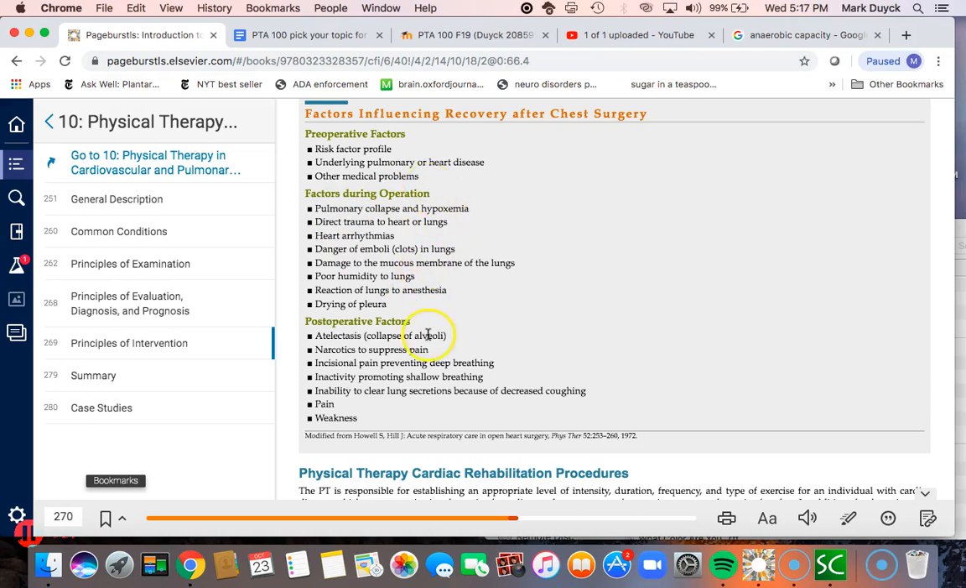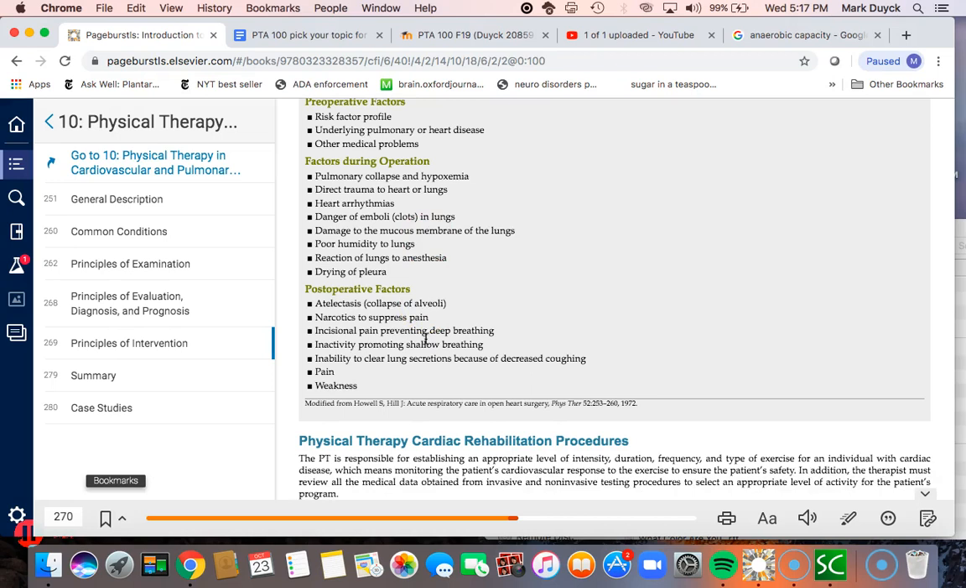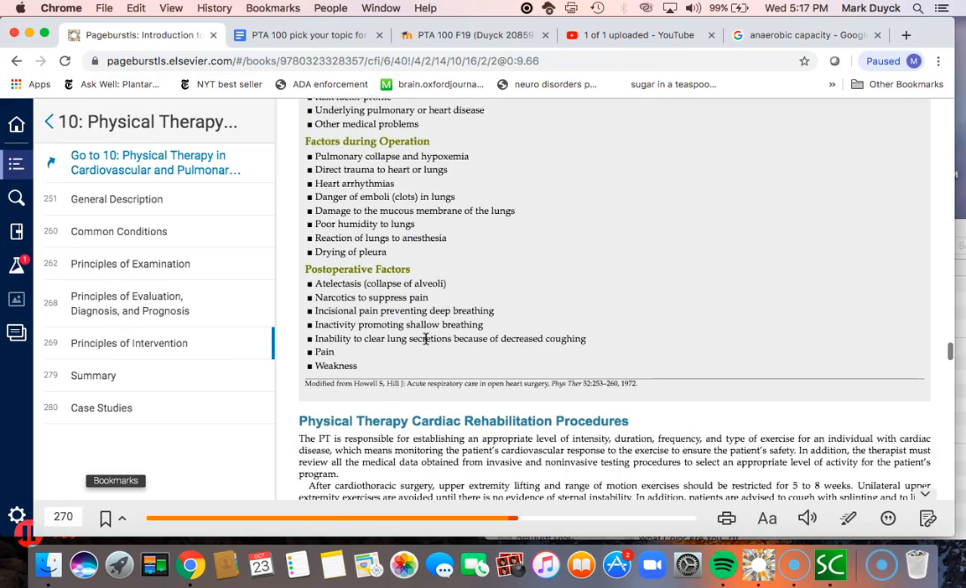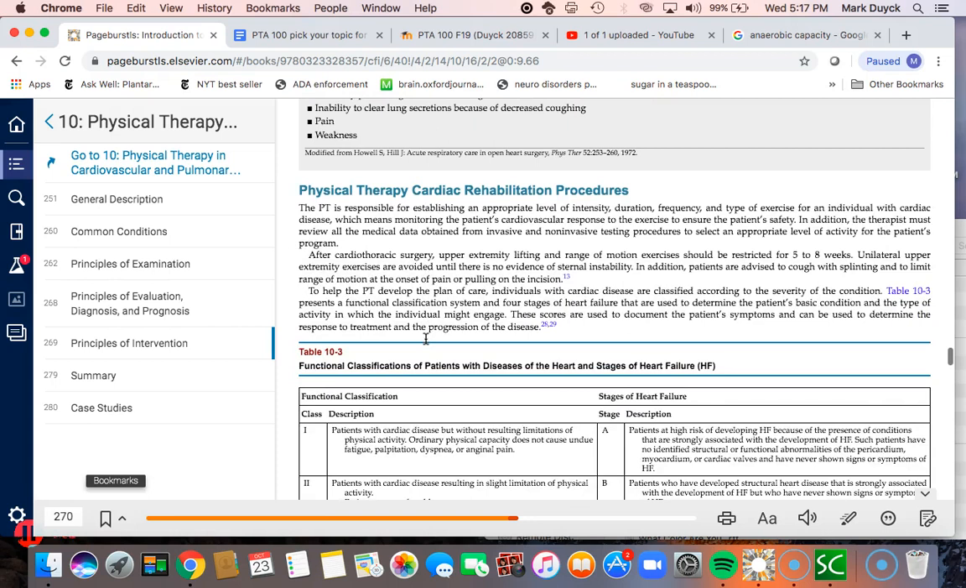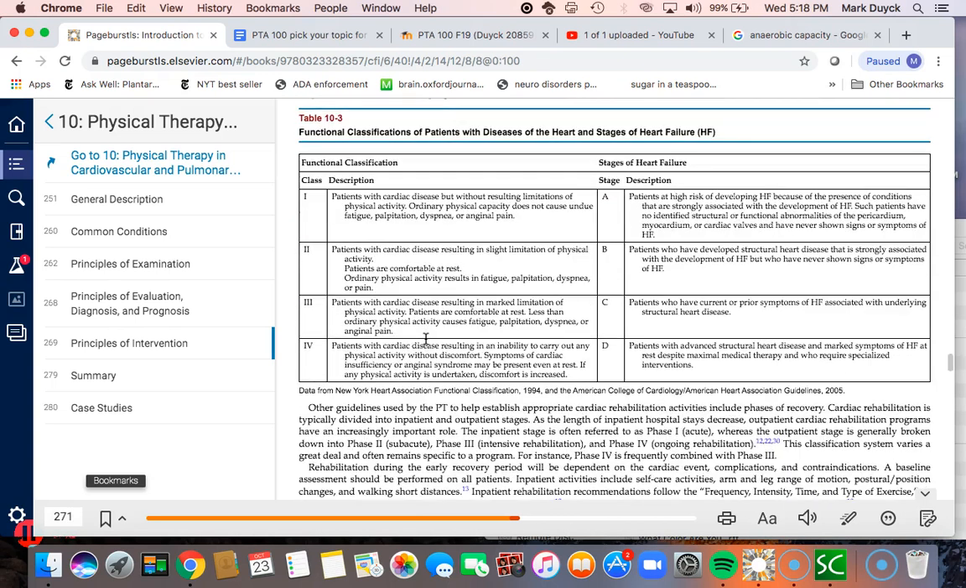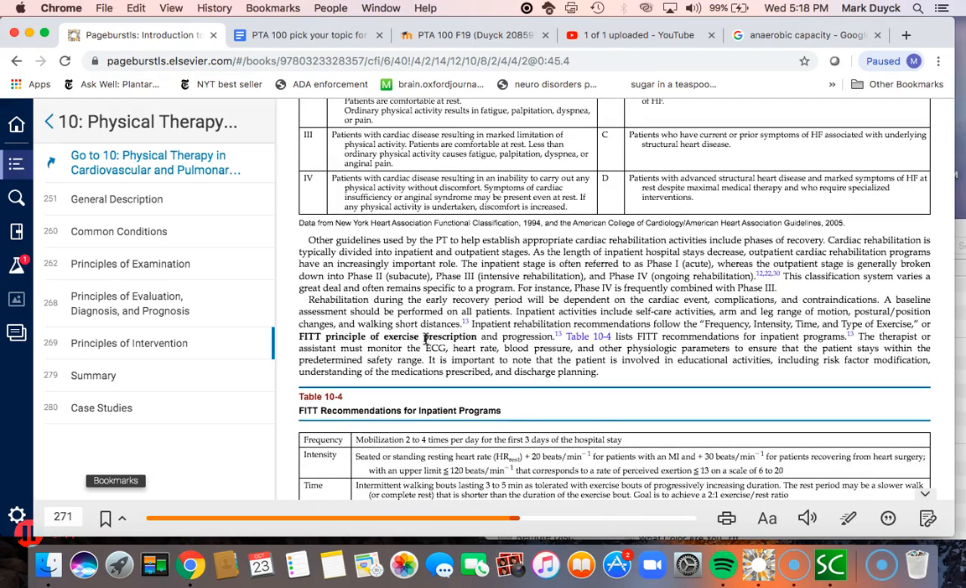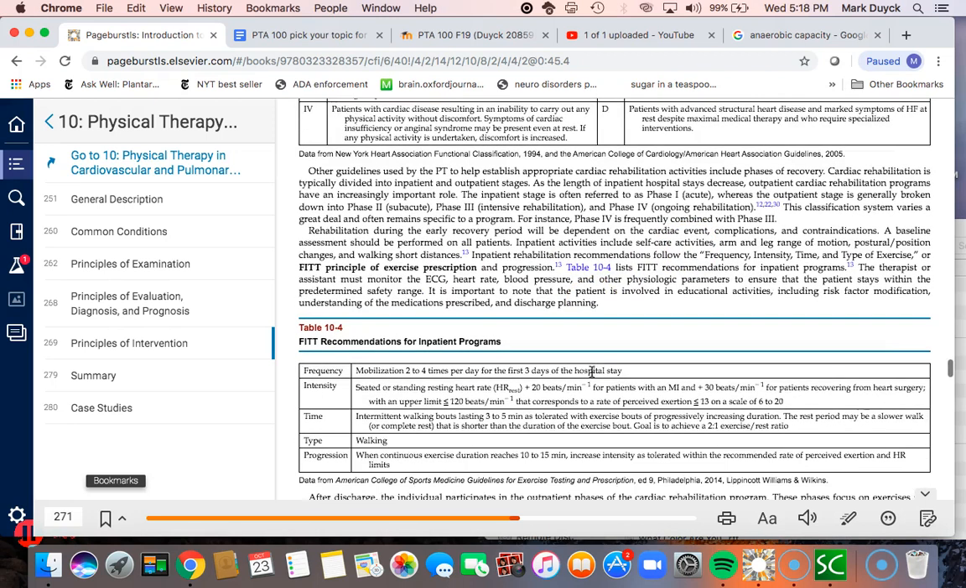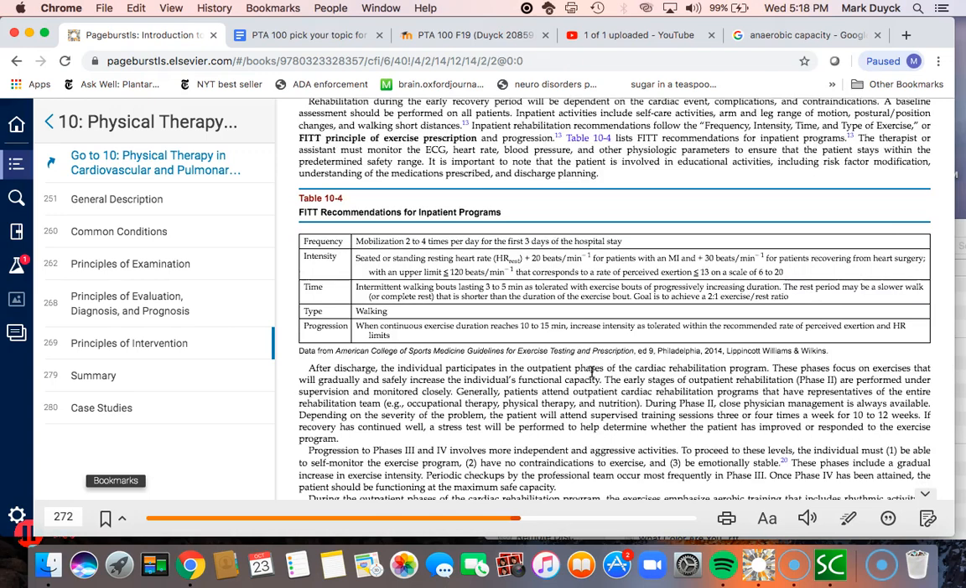Again, I'm not asking you to commit this Box 10-2 to memory. I think it's asking a bit much without having supplemental information. You don't need to memorize all the PT cardiac rehab procedures. You'll learn more of those, especially as you get into PTA 205 next year for the complex medical systems or complex health conditions. I do think the FIT principle is a term to get familiar with, but I don't want you to memorize all of it in terms of the recommendations for inpatient.